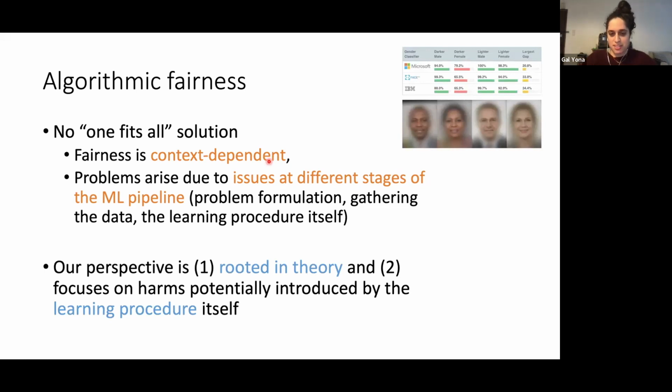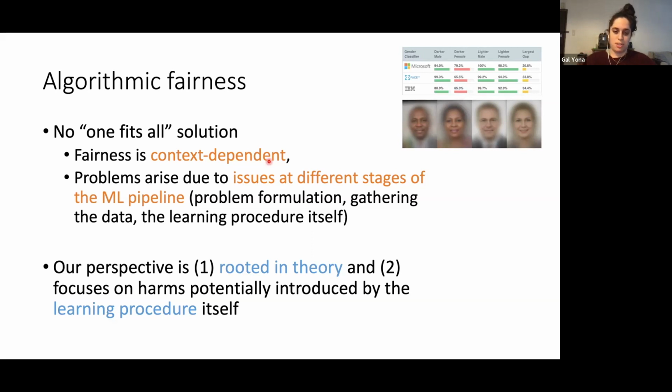So I think the place where things are at very naturally calls for more theoretical work, right? We really want to understand, want to articulate definitions, and want to understand what's possible and how we can achieve it. So the perspective that I'm going to present here is very theoretical, and it's also focused specifically on harms that are potentially introduced in the learning procedure itself.